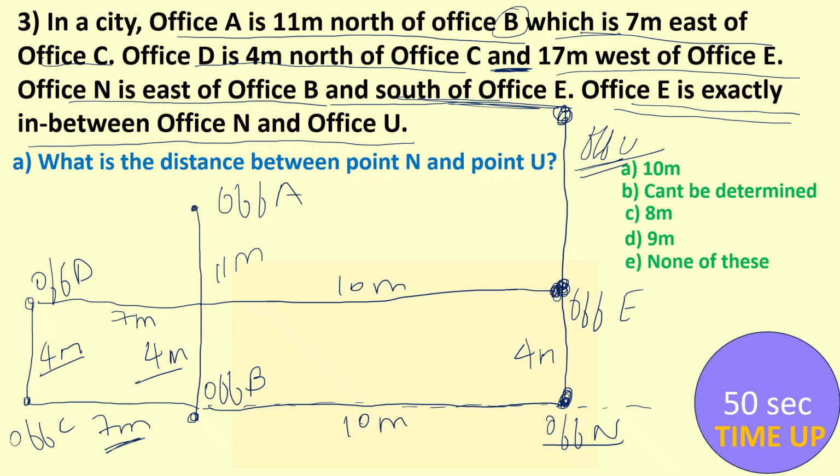Now, what is the question asked? What is the distance between point N and point U? Point N is here and your point U is here. We don't know actually. Office U can be here, it can be here, because they have not mentioned the distance. So we can't find out the correct distance. So the answer will be can't be determined. B is the correct option.